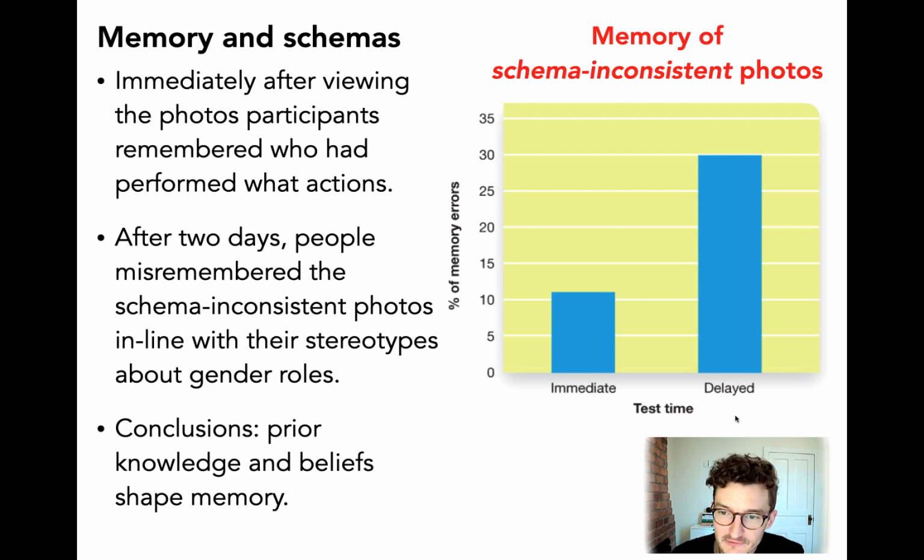And you can see that in this bar plot here. Immediately after viewing the photos, participants were pretty good at remembering what the men and the women were doing in the photos. But days later, after a delay, their memory was more error-prone, and it was error-prone in such a way that they tended to remember men doing jobs and tasks that are typically associated with men, and women doing jobs and tasks that are typically associated with women. And so the conclusion here is that prior knowledge and beliefs really shape our recall of memories.